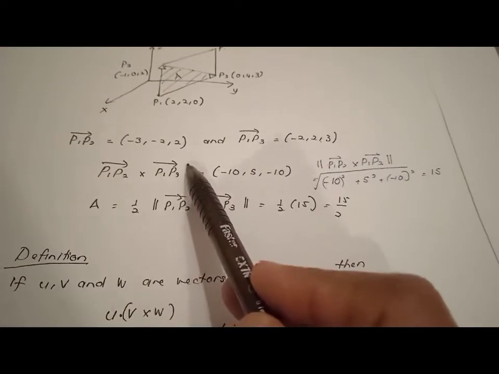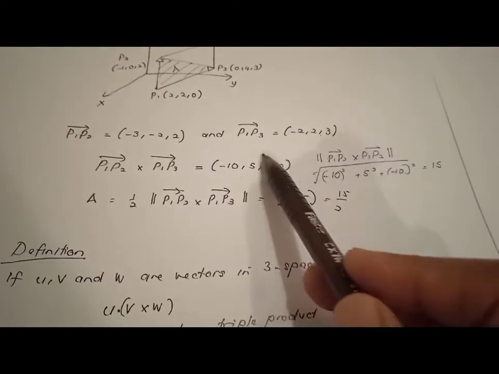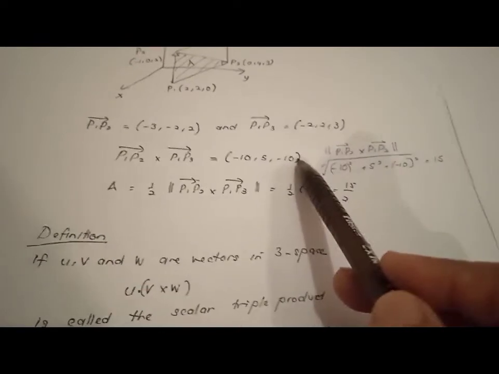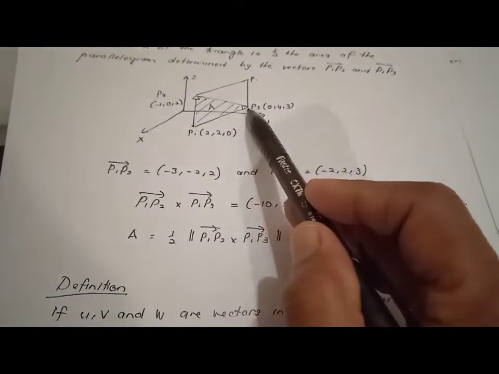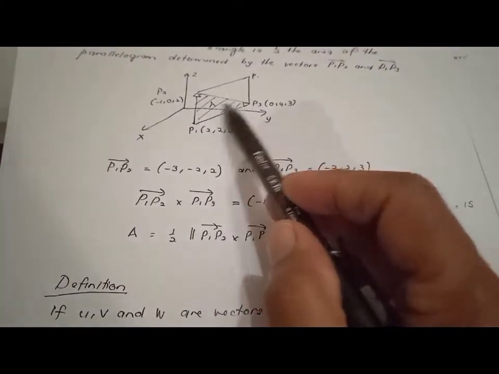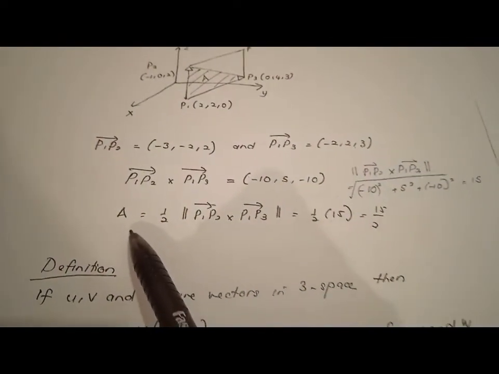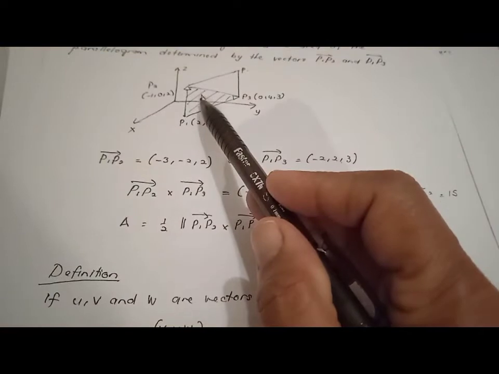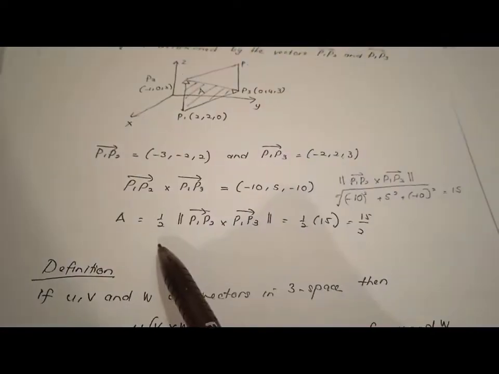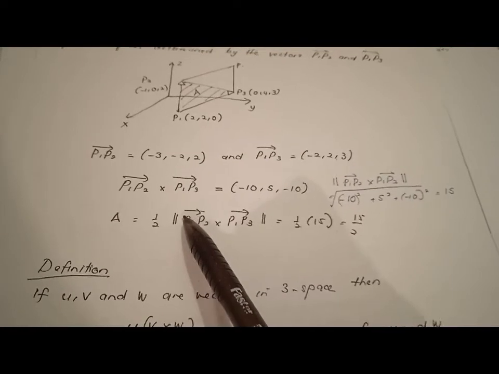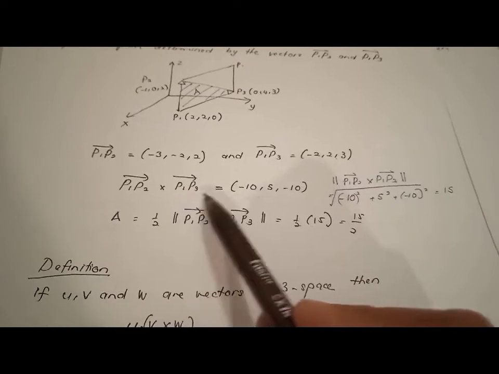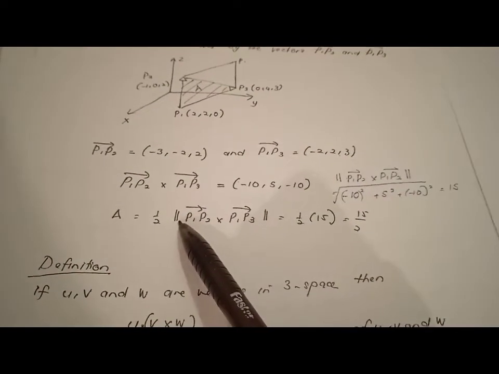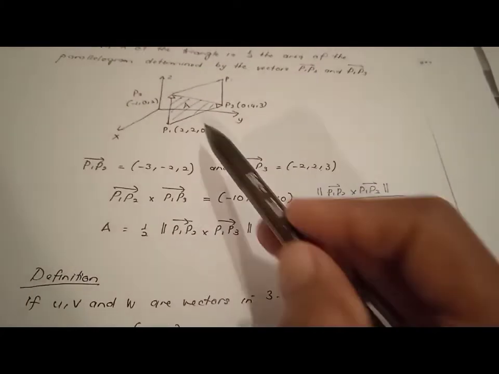Okay, you should try to find this on your own. So we have obtained this component. Okay, so now the triangle of this parallelogram is half of the area of the parallelogram. So we have A, the area of this triangle, is given by half the length of the cross product of P1P2 and P1P3. So we take the length. Okay, the length of P1P2 cross P1P3 is given by the area of this parallelogram.